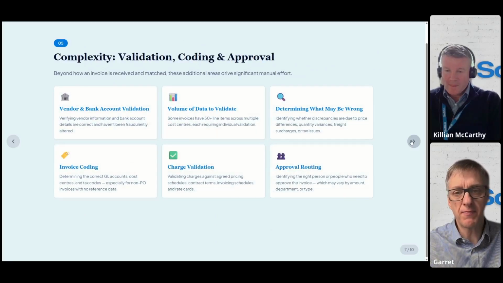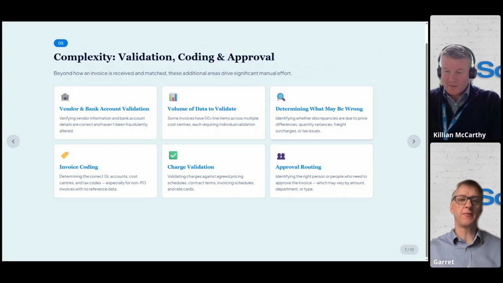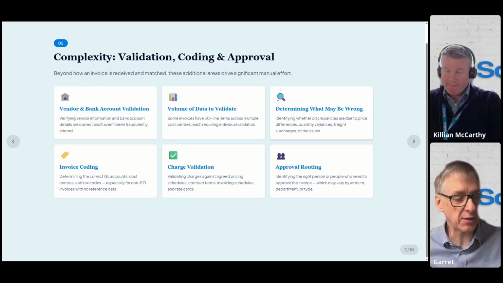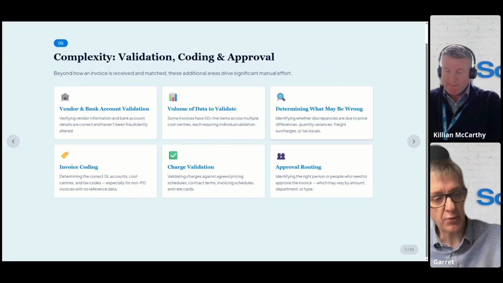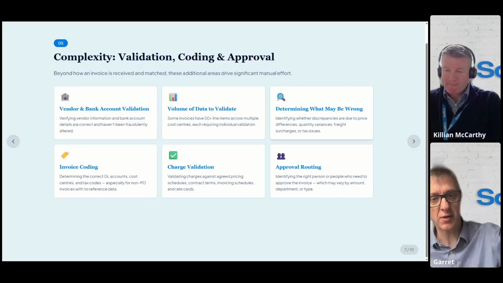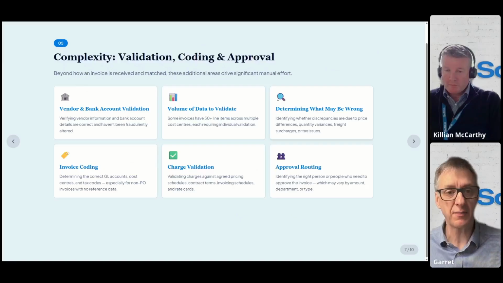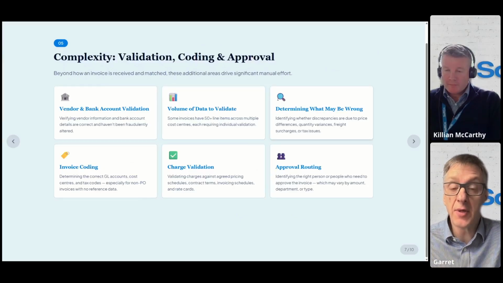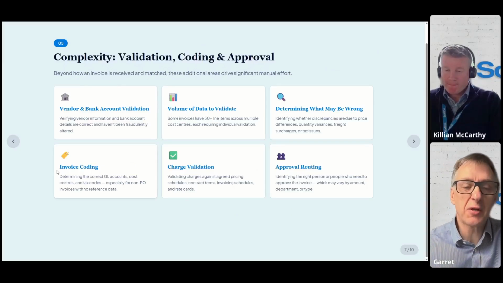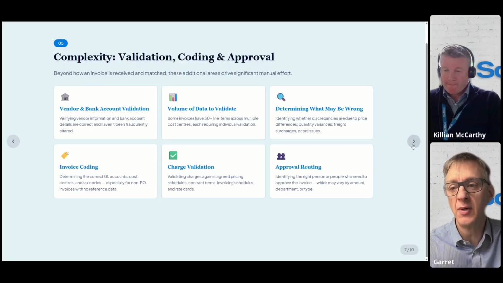Okay, I think this in some ways summarizes some of what we said. You mentioned it at the start, there are other areas that need to be validated. It's not just about approving the invoice and coding it. There are other things going on that lead to complexity. There's the vendor and bank account validation, which you've mentioned. Sometimes large volume invoices can be really challenging. And the other stuff you probably touched on already, in terms of getting it coded and on the appropriate approval route.